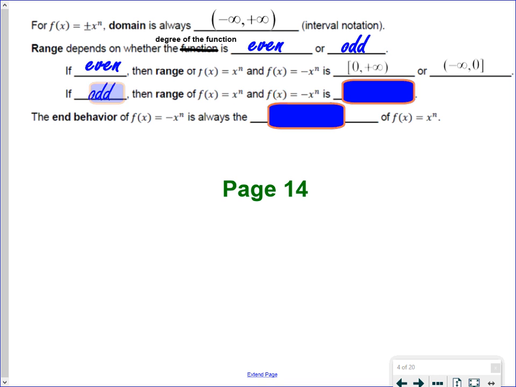If it's odd, then the range of f of x equals x to the nth power and f of x equals negative x to the nth power is going to be all real numbers, or negative infinity to positive infinity. The end behavior of f of x equals negative x to the nth power is always the opposite of f of x equals x to the nth power, regardless if n is even or odd.